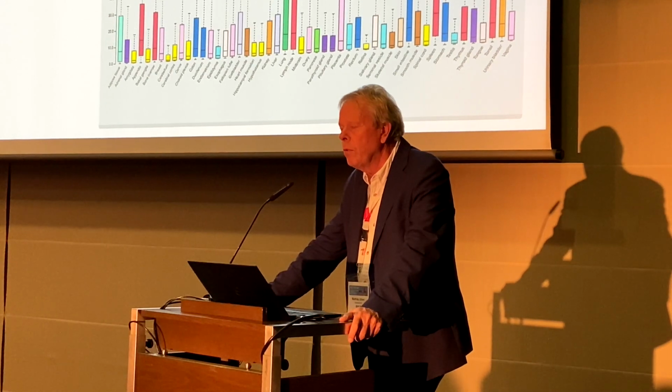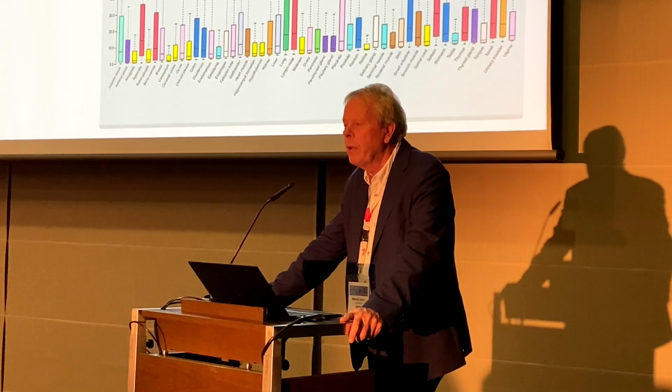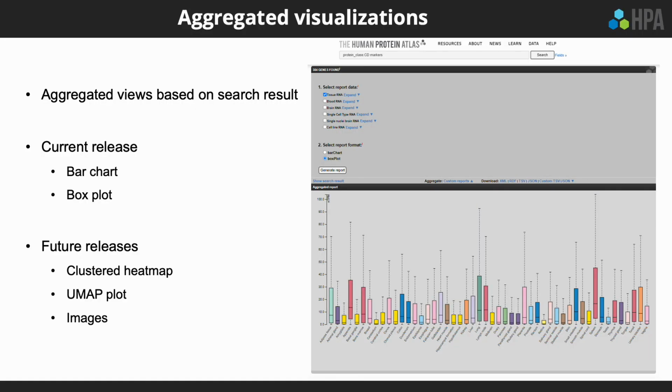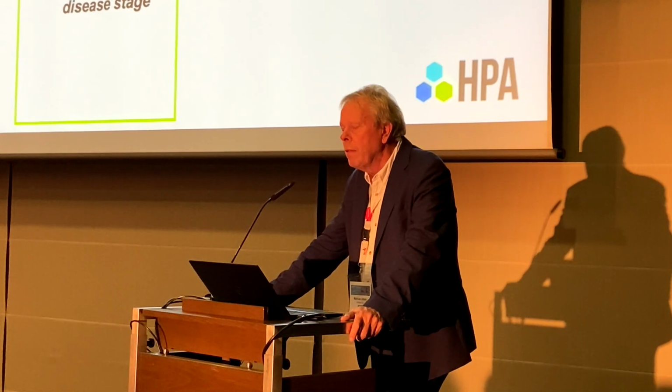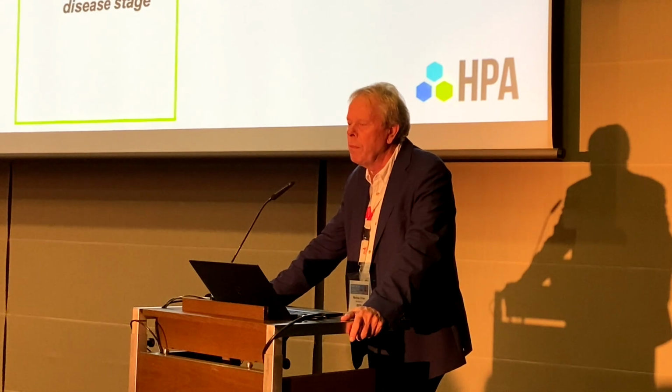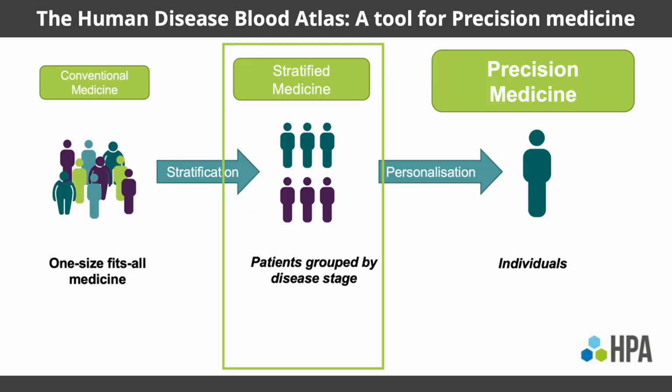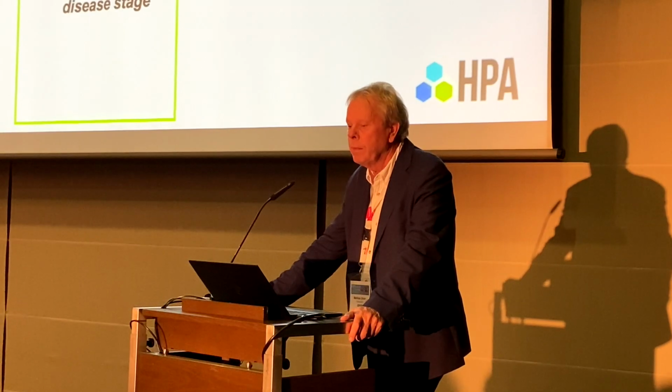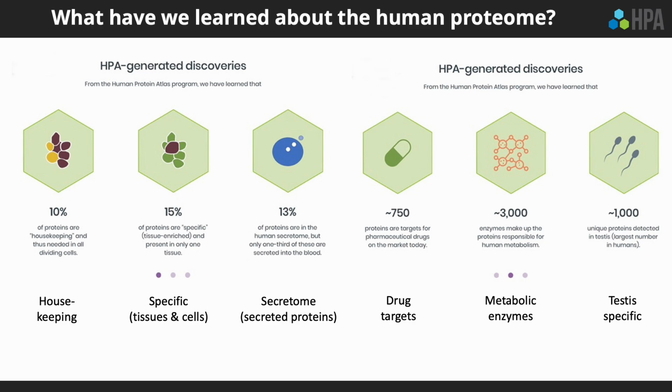One of the things that we also think is quite nice is that you can do aggregated visualizations which are just for you. So you can do search results, get some genes, and then actually get bar charts and box plots and so on for those, your favorite proteins, and compare them with each other, which is quite nice. But also I think the new disease blood atlas, I think a lot of us are interested in moving into precision medicine and so on. So I hope that this will be contributing to these kind of efforts to try to actually save patients in the end.